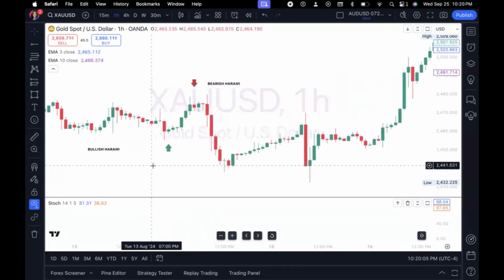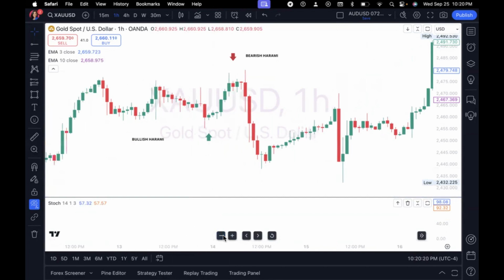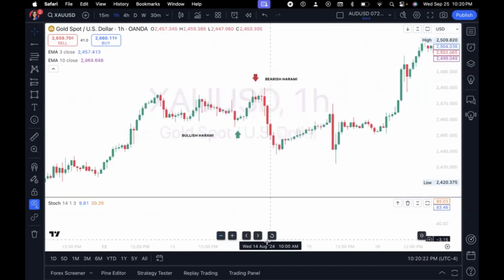So today we're going to be talking about the Harami candles, both the bullish Harami and the bearish Harami, because they're pretty easy to identify. And once you get the hang of it, it's something I want you to look out for in your charts and see if it'll help you with your trading. Now, Harami means pregnant in Japanese.